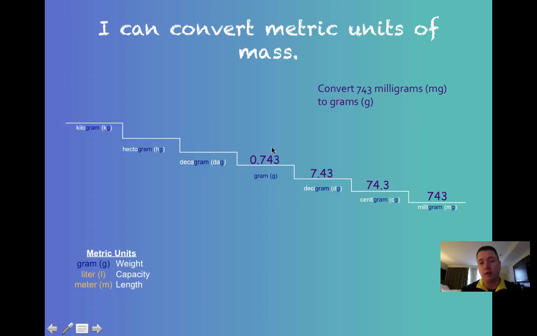And again, the reason I know that makes sense is because there's 1,000 milligrams in a gram. So if I was going to write this as a fraction, I would put 743 over 1,000. That's 743 thousandths. That's the same way I would say that.